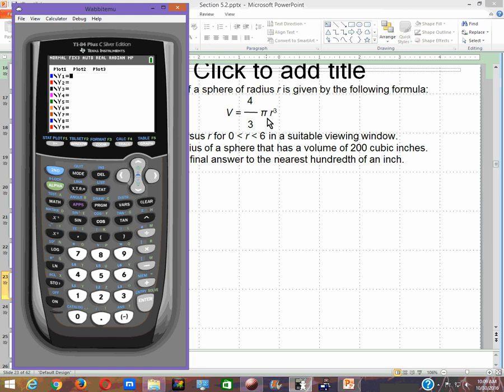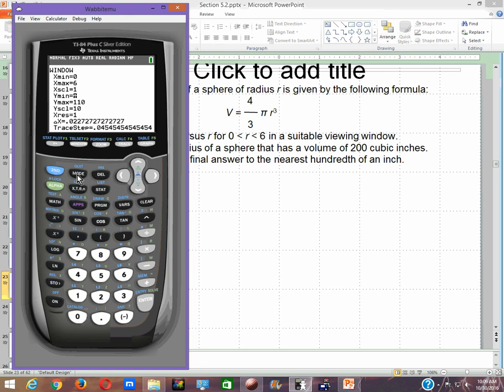Now volume is 4/3 pi r cubed, so I can have 4 divided by 3, there's my 4/3. Pi is the second of the caret key, pi, and then x to the 3rd power. Okay, get out of that. Now our window, 0 to 6, keep the scale at 1. Y min would be 0.